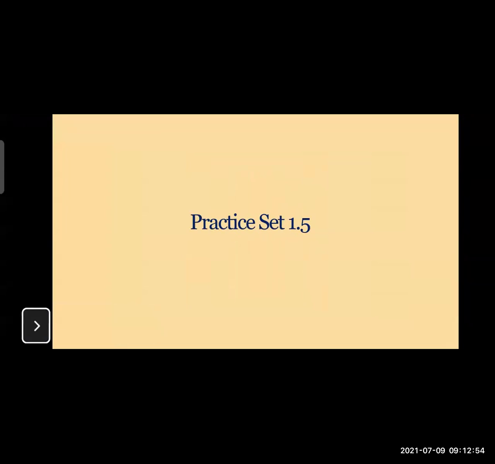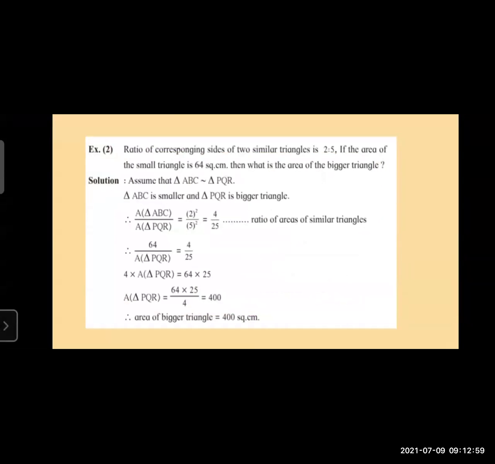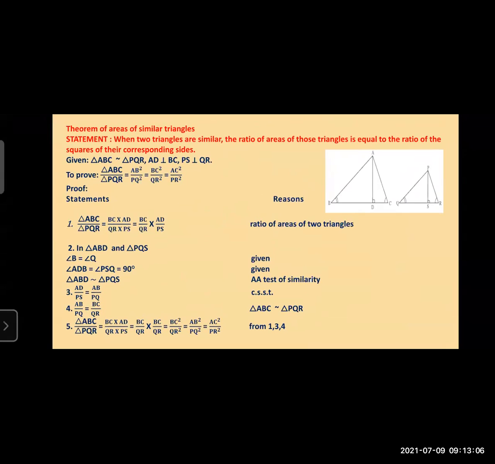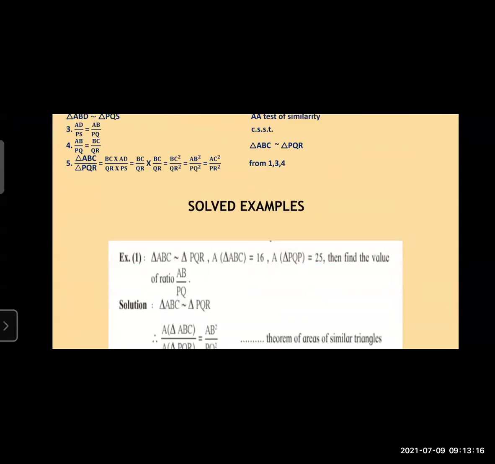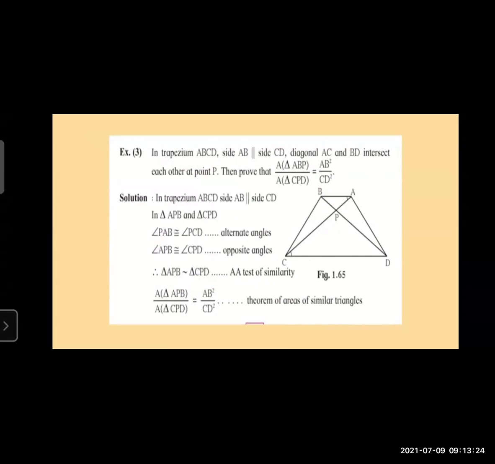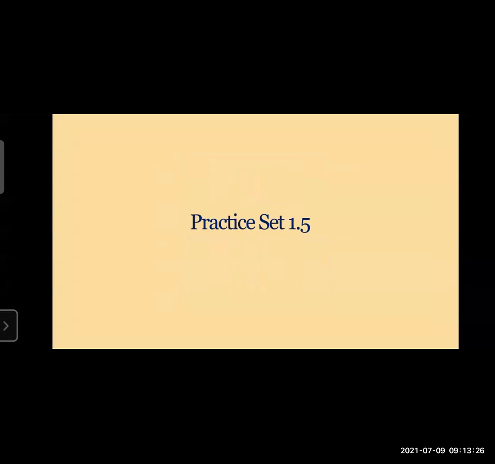Now we see practice set 1.5. Okay, students. Here is the important theorem, the area of two similar triangles. The ratio of the areas of two similar triangles is always equal to the ratio of the squares of their corresponding sides. And then we solve three questions, solved examples from your practice set, from your textbook, and then we solve practice set 1.5. Okay, now first question.